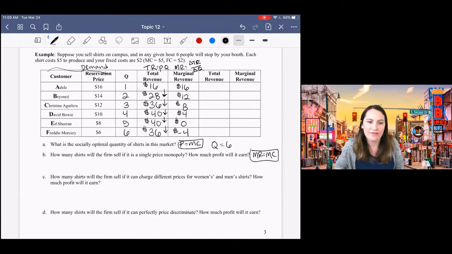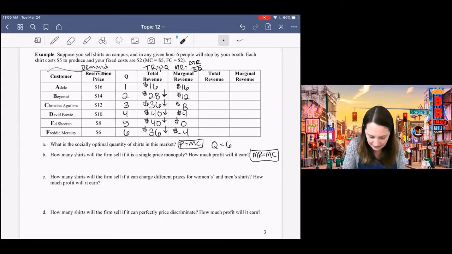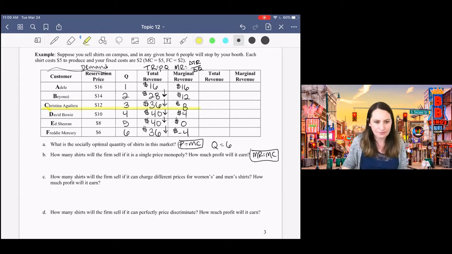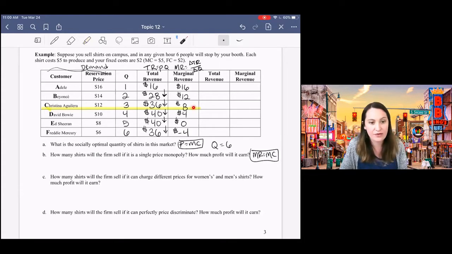Now we have marginal revenue. We want to remember that the firm wants to produce as long as the marginal revenue is higher than the marginal cost. So we just need to compare that to our $5 marginal cost. And then we can see that the firm will stop producing here after 3 units, because that's the last place where your marginal revenue is higher than your marginal cost of $5.